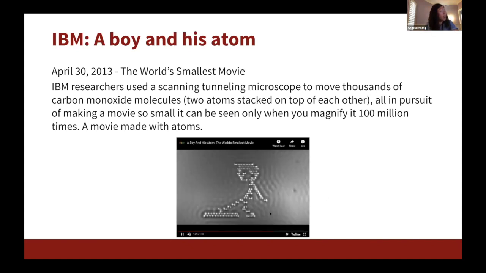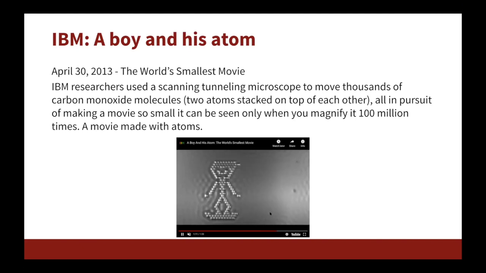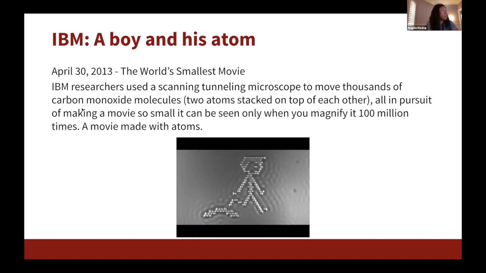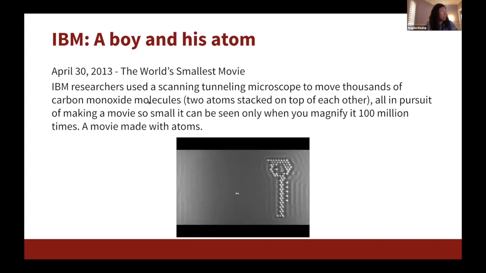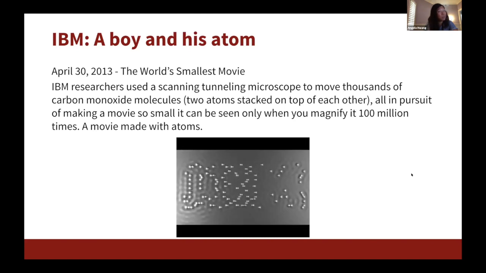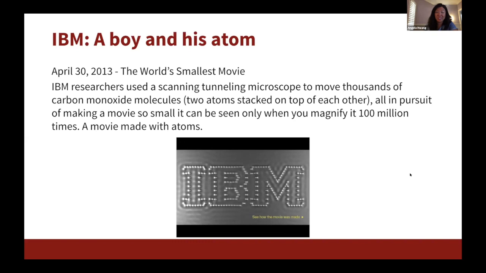I think he plays soccer. He kicks it eventually. But yeah, so these were thousands of carbon monoxide molecules. I'm not sure what the substrate is. But yeah, this is crazy. They're moving molecules and taking pictures of them.